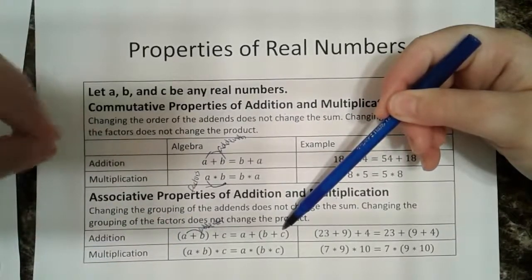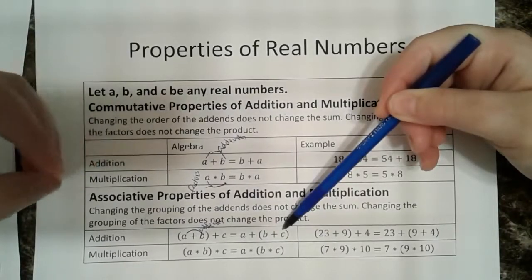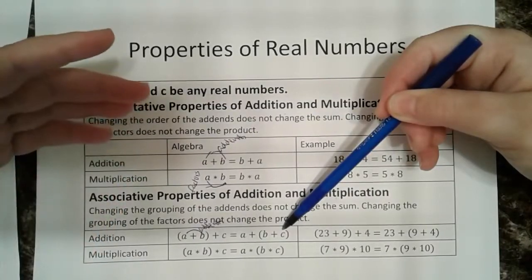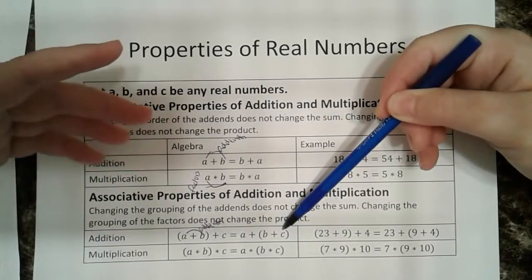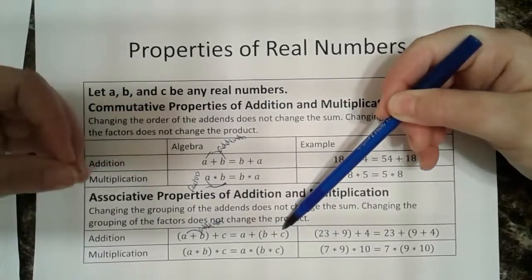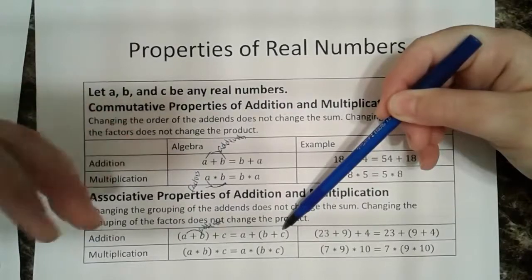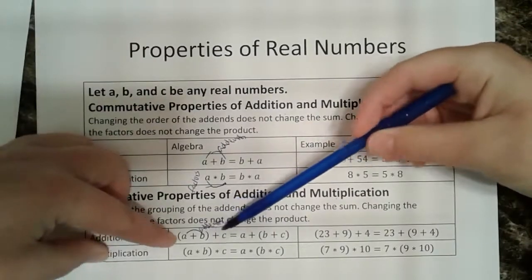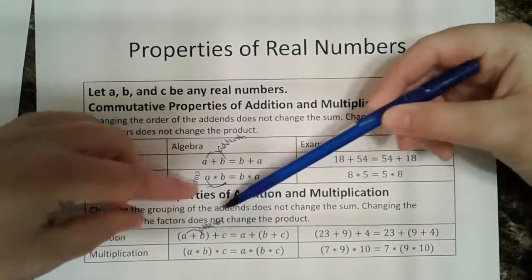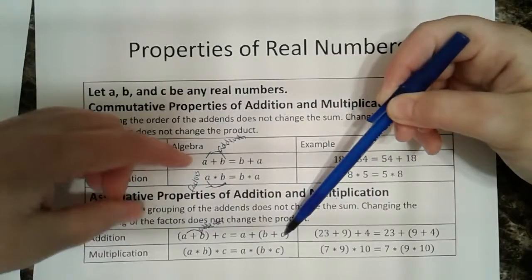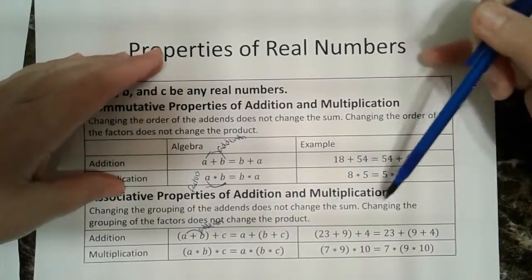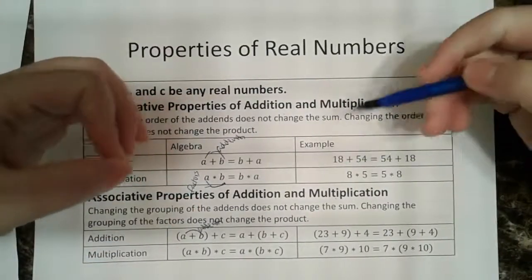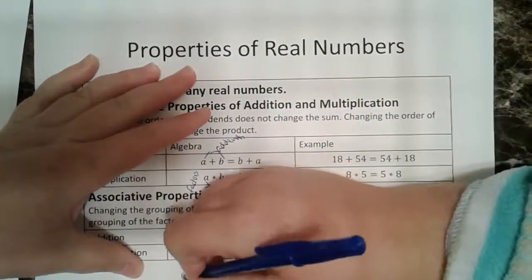Associative, get into your mind, groups. Associative means parentheses. I am changing my groups. I am changing what I do first. Okay, because remember, parentheses means I do it first because of PEMDAS. So it is changing what I do first. So it does not change. It does not matter how I add this. I can do A plus B first, or I could do B plus C first. It does not matter. Okay? Then it also says changing the grouping of factors does not change the product. Again, factors are being multiplied. So these guys are factors.